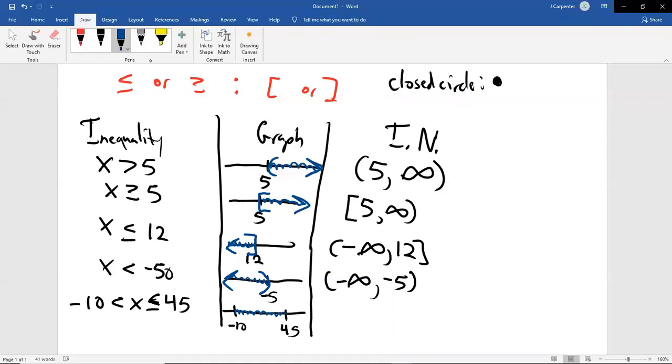There's no arrows going left or right forever this time. Now the -10 did not have the or equals, so it gets a parentheses. The 45 did, so it gets a bracket. You just have to pay attention and learn the lingo. And if you're rusty with the lingo, guess what you need to do? And I'm going to say this all semester long, practice. Practice makes perfect. I can't learn anything until I practice it.